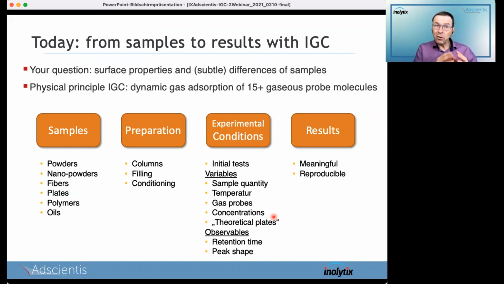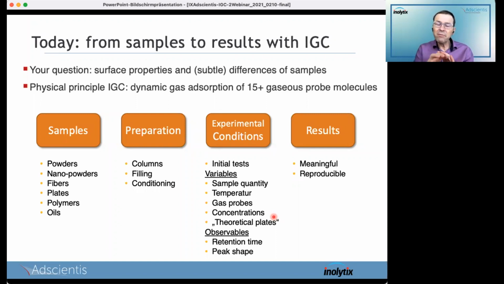So we are talking about a lot of different samples, how to prepare them, how to fill them in, and really a lot about the experimental conditions. And results, not so much today, but you'll find this in the other presentations. Before we dive into this, I would like to have a short outlook of what we usually experience, what your problems are. So why is IGC being used?